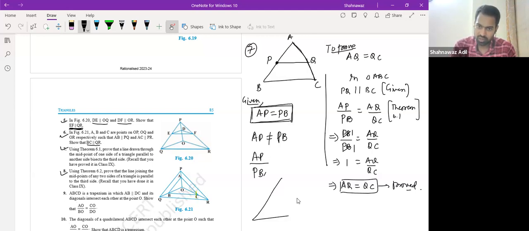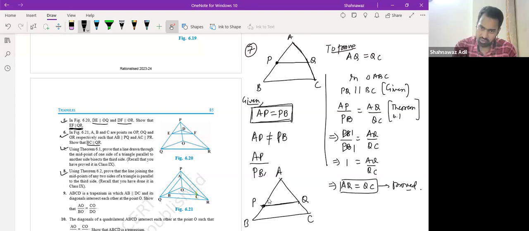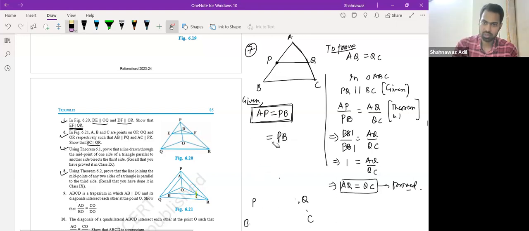So let's say this is P. You can see that AP does not equal PB, but this ratio will hold: AP by PB equals AQ by QC. This ratio will hold, right? Okay, so quickly note it down, and then Harshit will tell us about this eighth question.